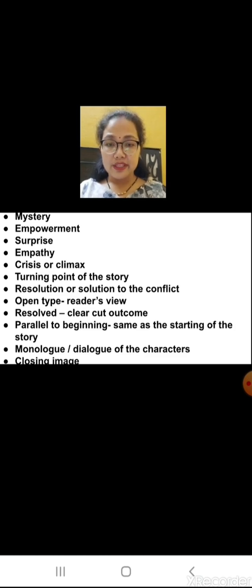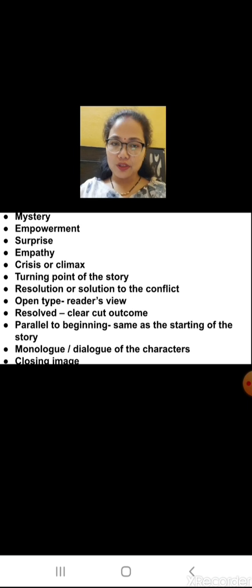Thirteenth, empathy. Fourteenth, crisis or climax. Fifteenth, turning point of the story. Sixteenth, resolution or solution to the conflict. Seventeenth, open ending, the reader's view. Eighteenth, resolved, clear-cut outcome. Nineteenth, parallel to the beginning, same as the starting of the story.